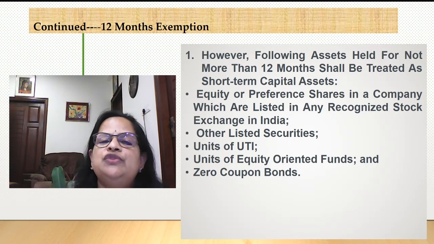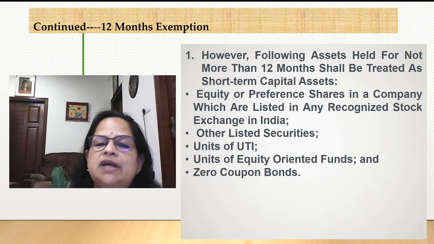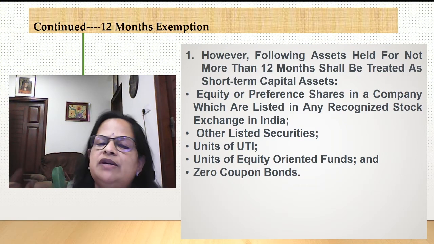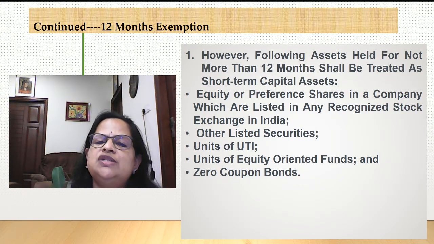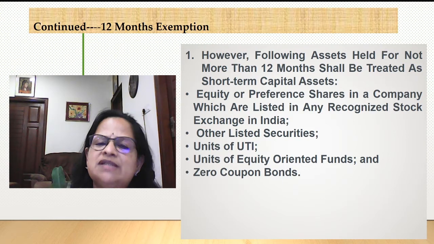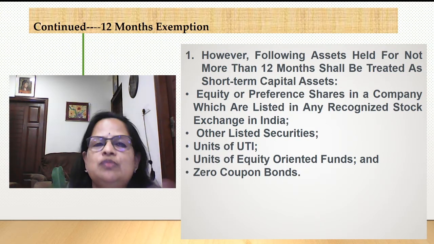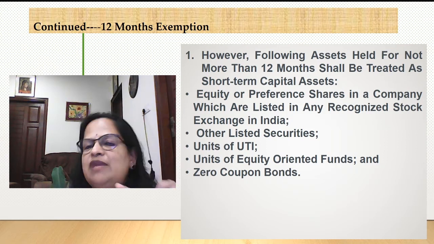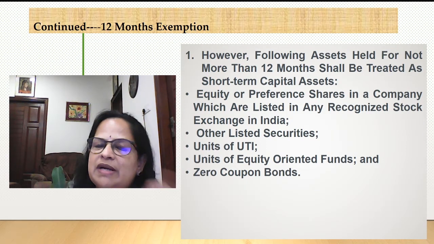Now, units of UTI, Unit Trust of India. Now, units of equity oriented funds. From time to time, you can see advertisements; different companies are introducing these units of equity oriented funds. The governments are sometimes doing that. Zero coupon bonds also. If these are the assets and they are kept for less than 1 year, then it will be considered as short term.